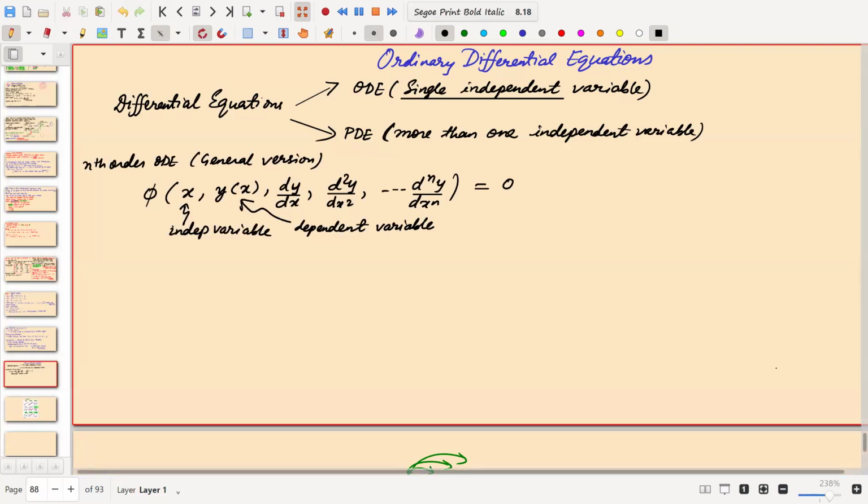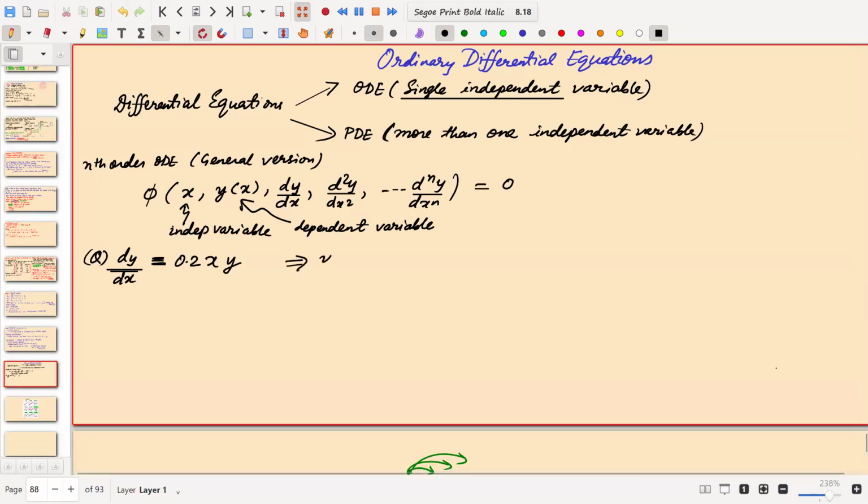So, solutions of ODE. Let's take one example, a simple ODE: dy by dx is equal to 0.2xy. It tells us that there is a single independent variable x, and y is changing with respect to x as dy by dx, which equals 0.2xy. Our job is to find the function y. What is y of x? You don't need any numerical method here because it's a very simple ODE.